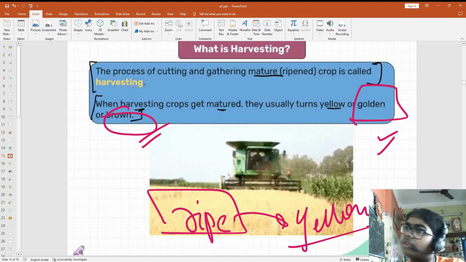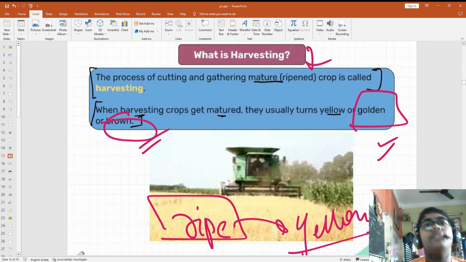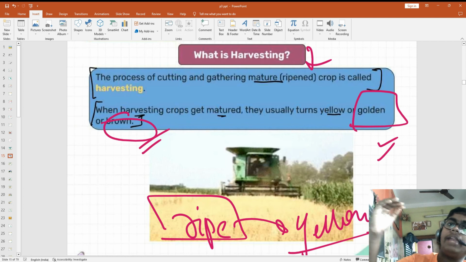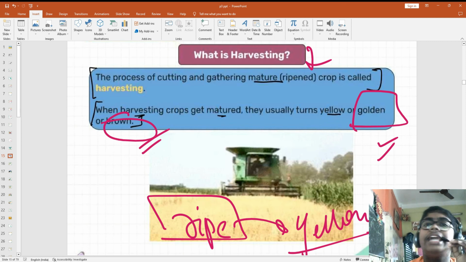So ripe means that we can use it now. The process of cutting and gathering, meaning collecting in one place. Mature means the crop that is now grown up, like you are maturing, that means you are growing up. Like that, a crop that is fully matured is fully grown up. Now we can cut that. That process of cutting the crop is called harvesting. Understood? We cut when the crop turns either yellow, golden, or brown. Understood this part?